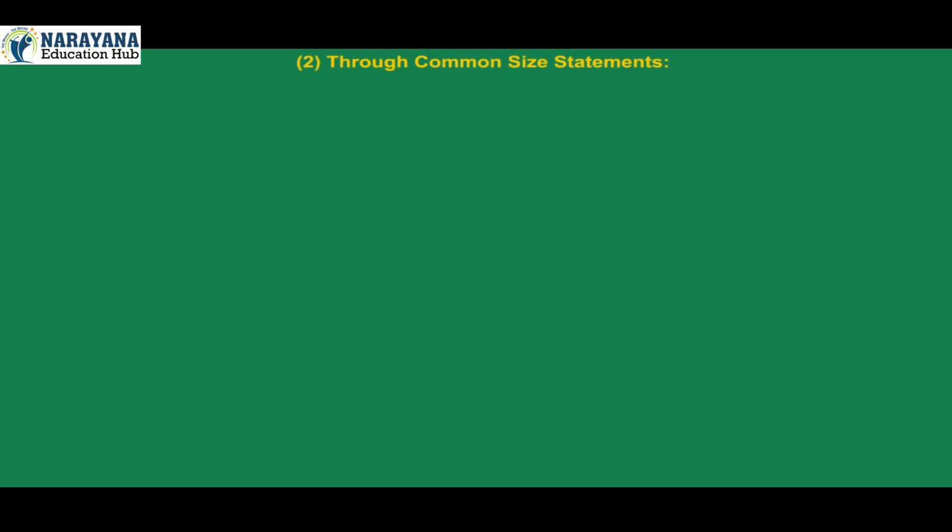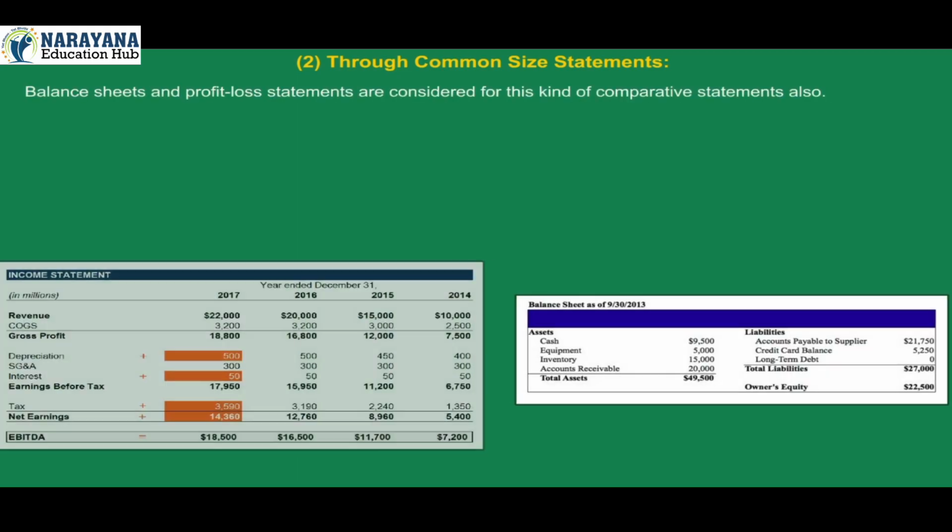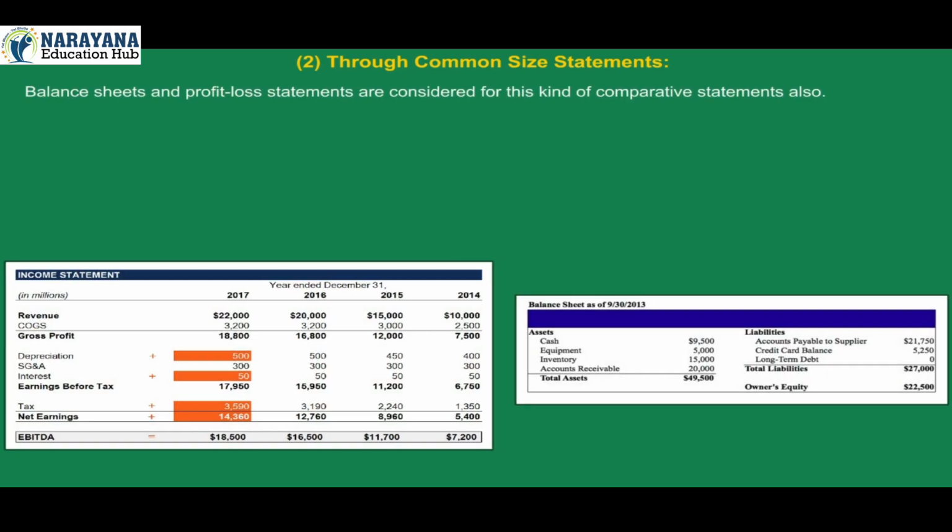2. Through common size statements, balance sheets and profit and loss statements are considered for this kind of comparative statements also.